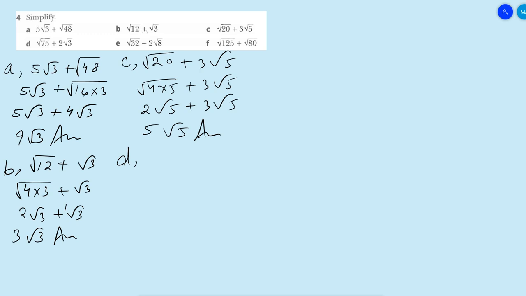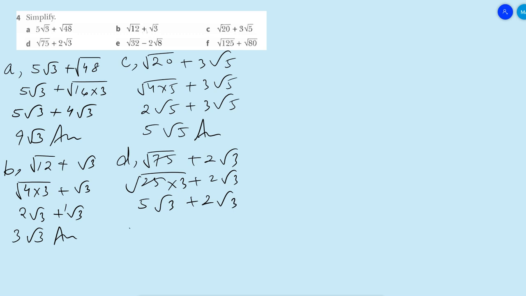Come to part D. Part D is root 75 plus 2 root 3. 75 can be written 25 into 3, plus 2 root 3. Square root of 25 is 5. 5 root 3 plus 2 root 3. 5 plus 2 is 7. 7 root 3 is our final answer of part D.